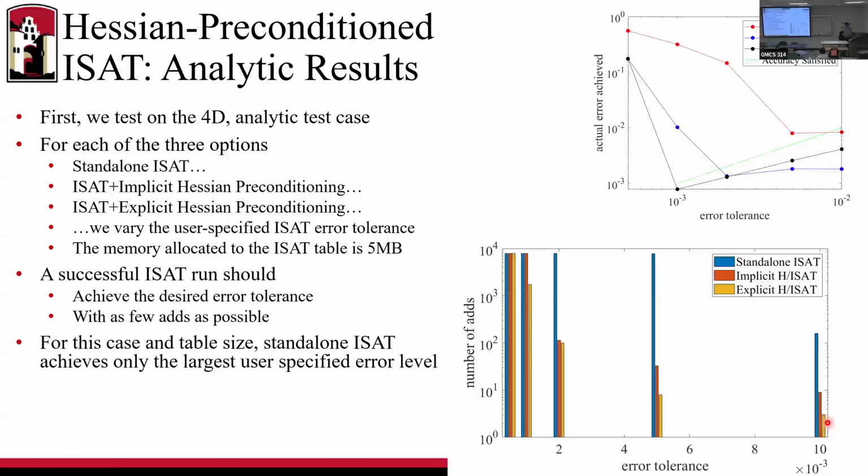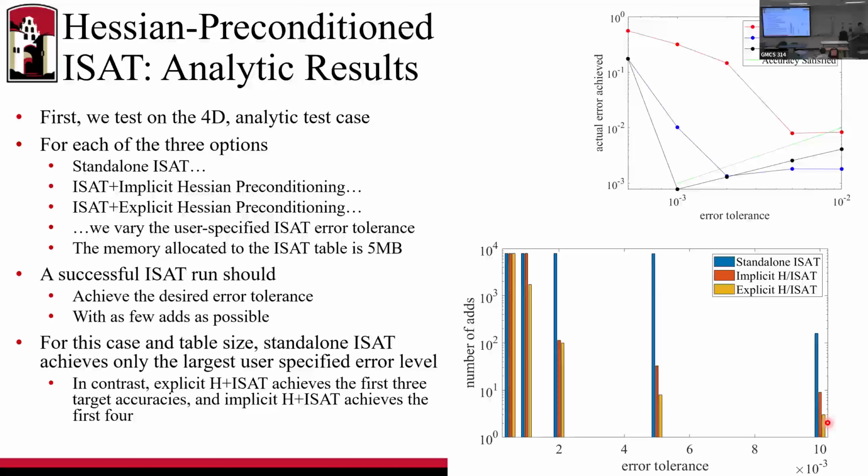And for this case, and for this table size, the standalone ISAT achieves the specified error tolerance only for the larger user-specified error level. Beyond that, standalone ISAT basically runs out of room, and the accuracy in fact decreases. Whereas our new Hessian preconditioned ISATs do much better. They achieve the error tolerance for the implicit case for the first 3 user-specified errors, and for the explicit case for the first 4.